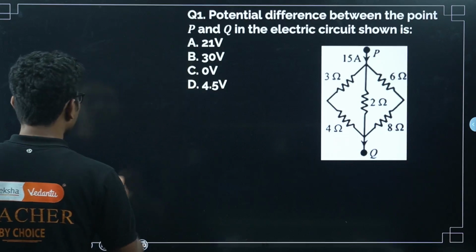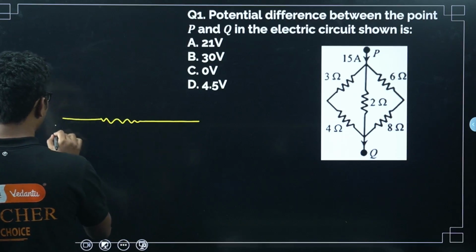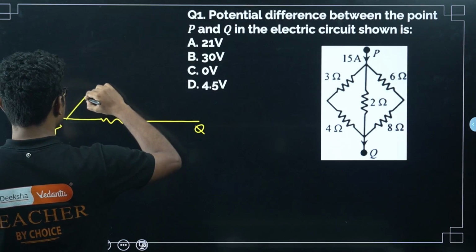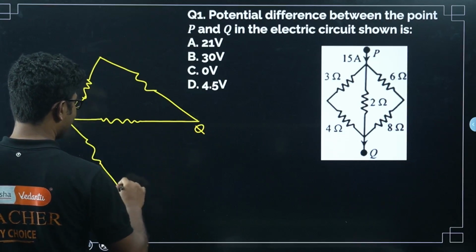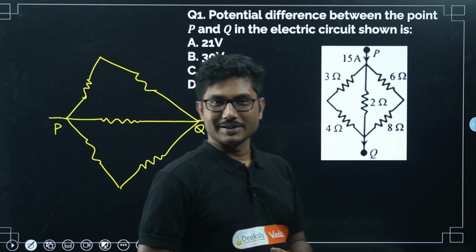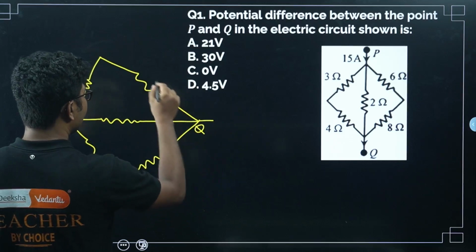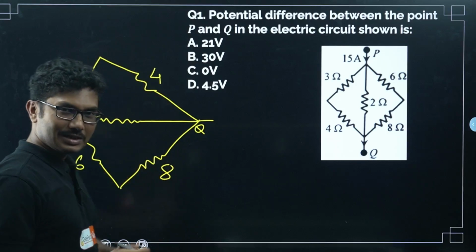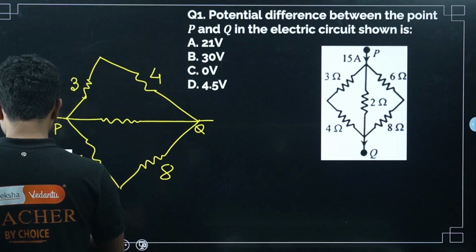Yes, so what we have to do is redraw it. First we will draw P, then Q, then we draw the resistance here, then another resistance here, then another resistance on the bottom side, and another on this side. So basically it's a simple combination of resistances, nothing related to Wheatstone bridge in this problem. This is 3, then this will be 4, this is 6, this will be 8. Now these 3 and 4 are in series combination, and these 6 and 8 are in series combination. So 3 plus 4 is 7.